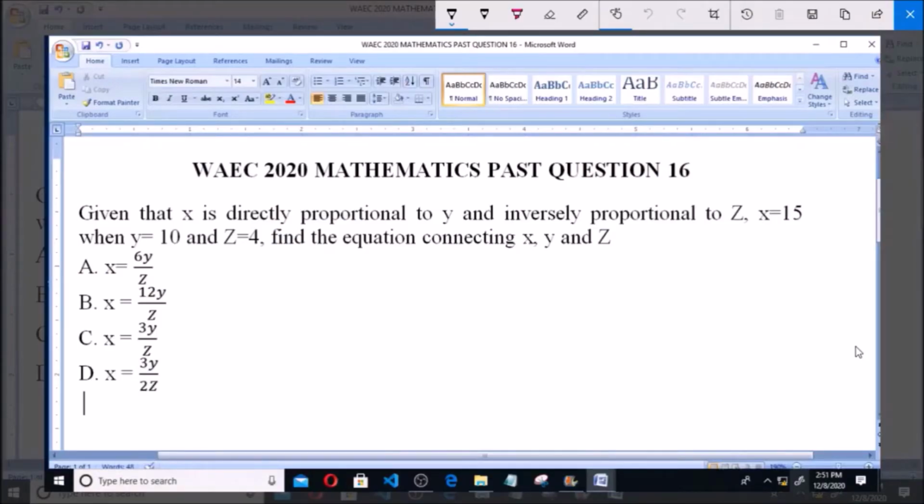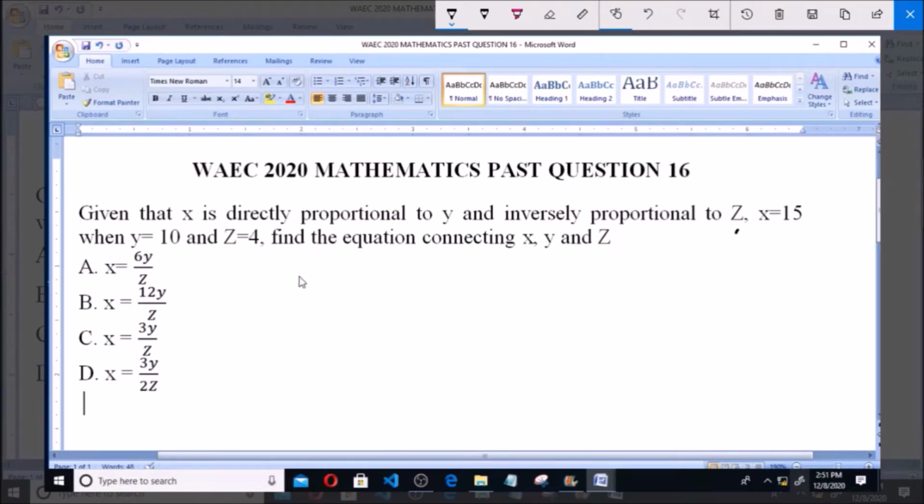I'll be answering WAEC 2020 Mathematics Past Question 16. Given that x is directly proportional to y and inversely proportional to z. Now, x is 15 when y is 10 and z is 4. Find the equation connecting x, y and z.